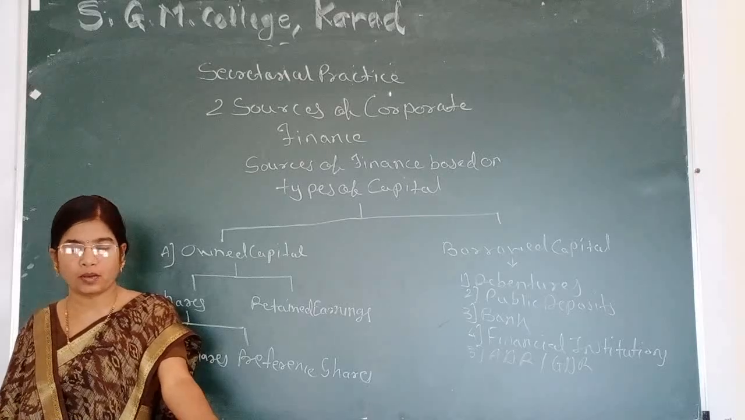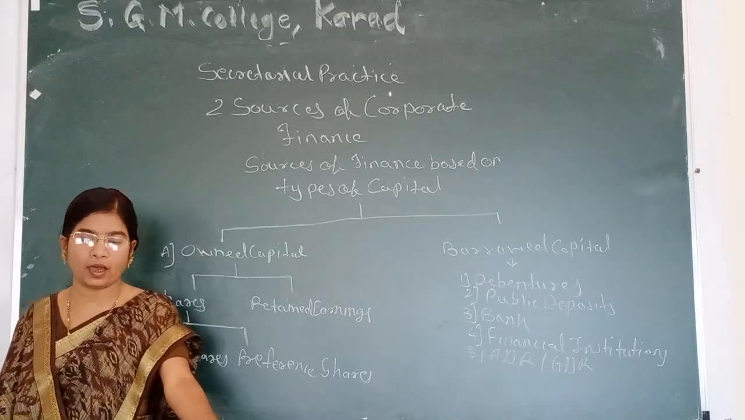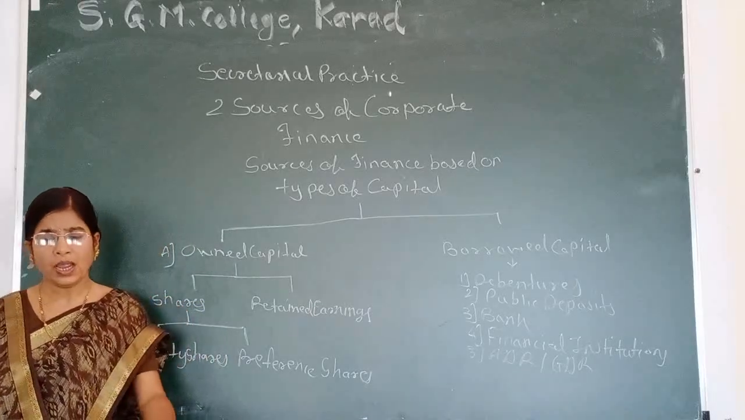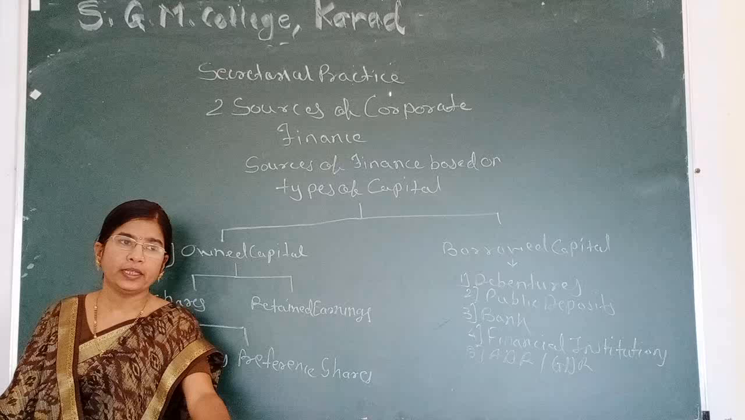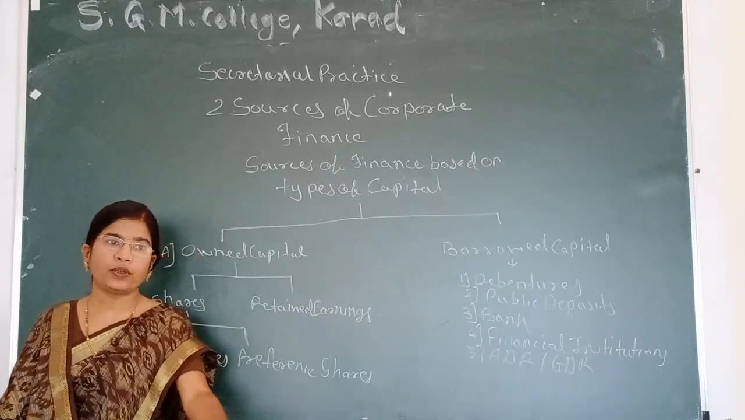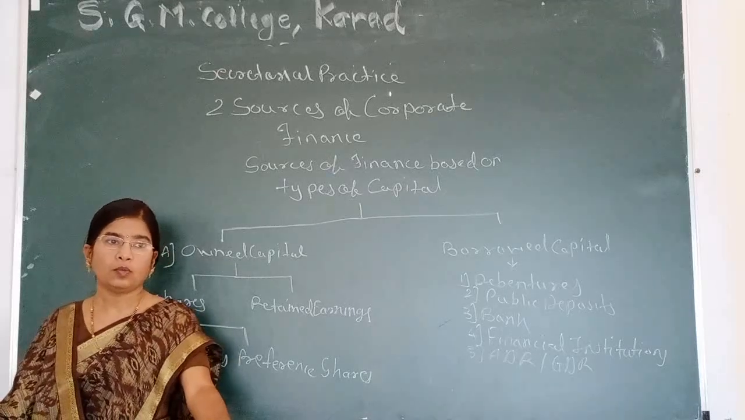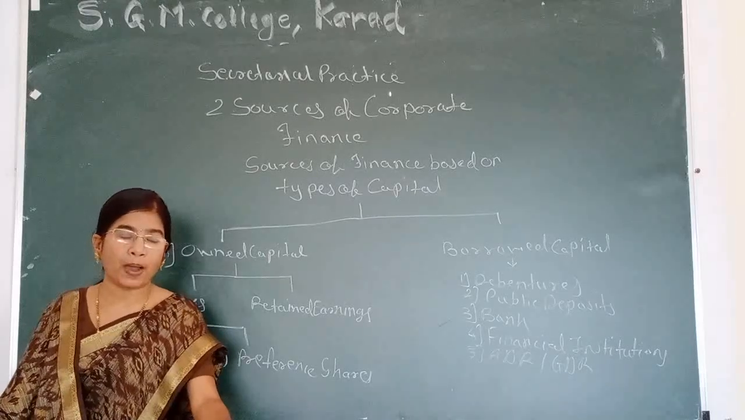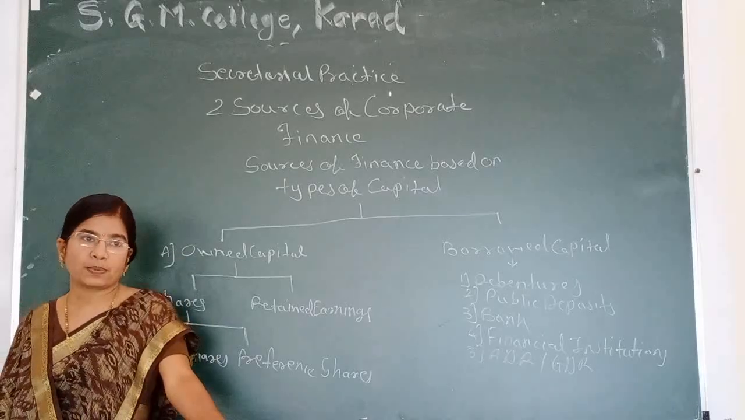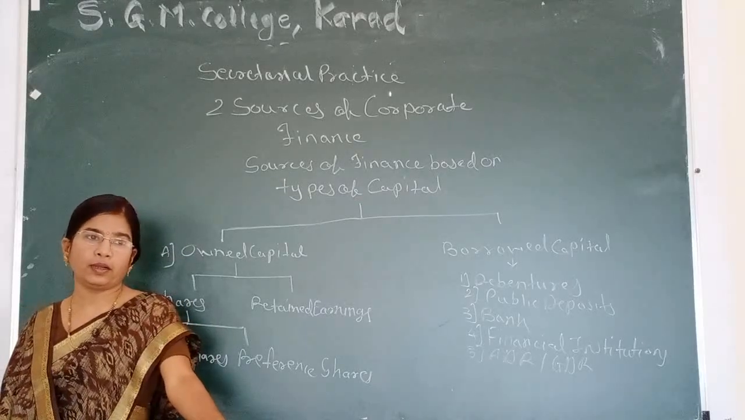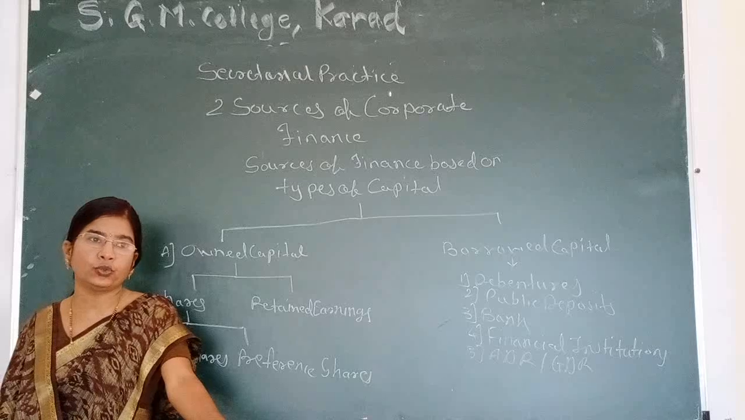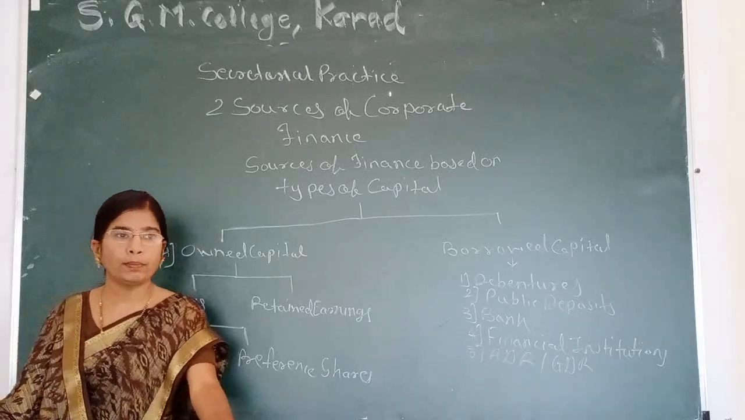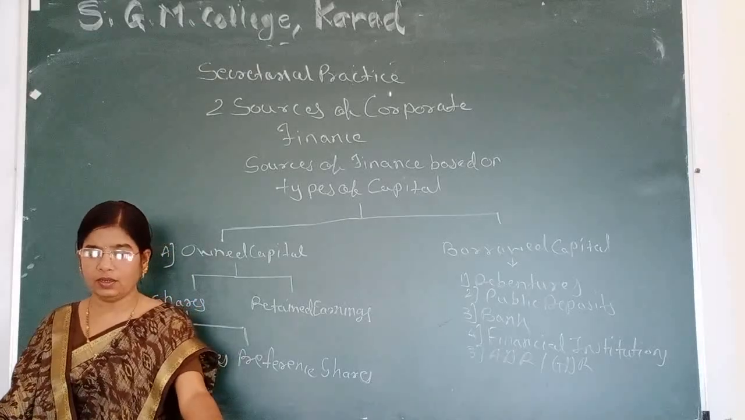Another form of own capital is retained earnings. It is also known as flowing back of profit. It is reinvestment of profit in the business. Reinvestment of profit means when the company earns more profit, the company retains a part of the profit for future expansion, and this part of profit is reinvested into the business after a few years. That is called flowing back of profit.